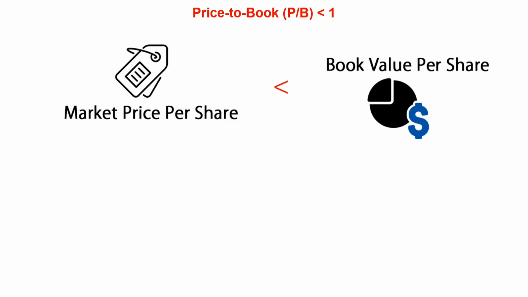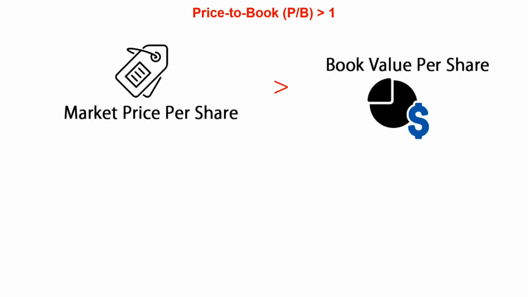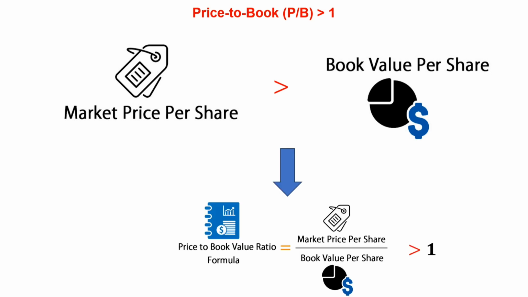If the PB ratio is less than 1, it tells us the market price of the share is less than the asset value of the company per share. So if it is less than 1, the share is an undervalued stock. If the price to book ratio is greater than 1, the market price per share is greater than the book value, the actual value of the company. It tells that the stock is overvalued.